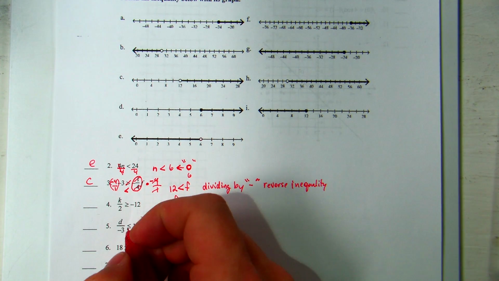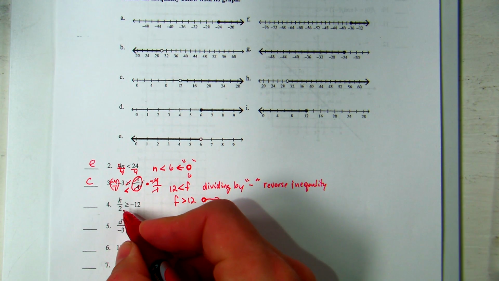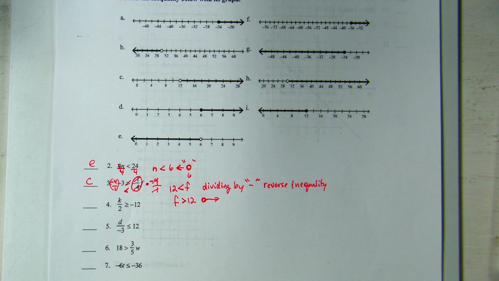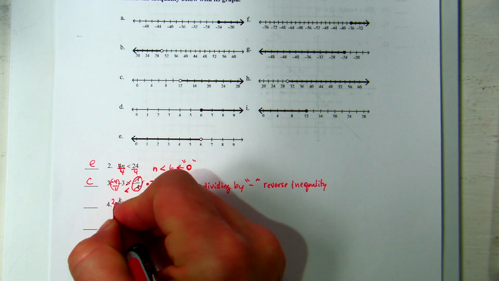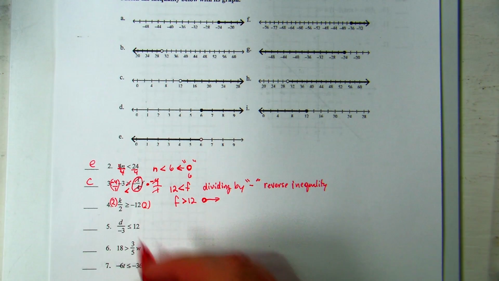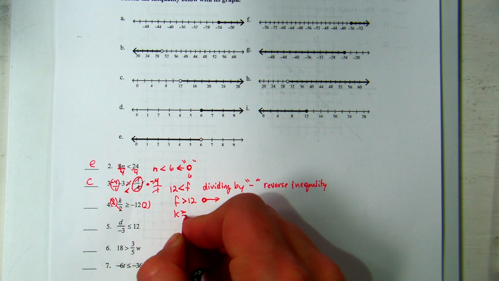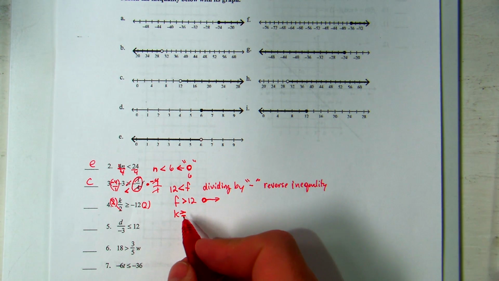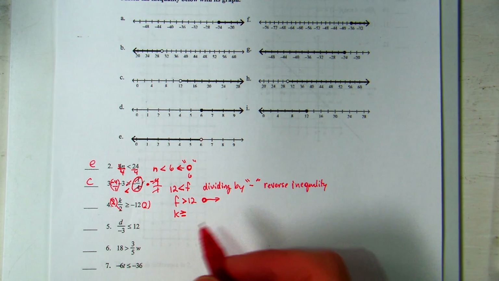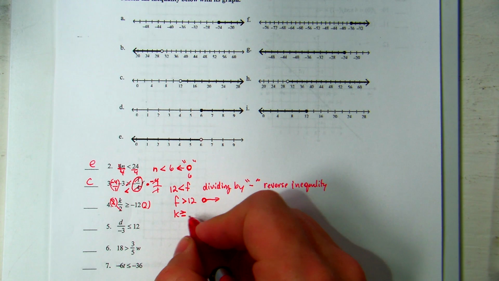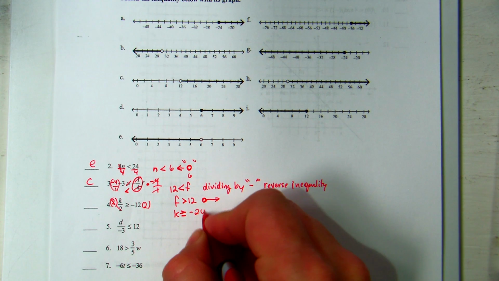Number 4, we're dividing by 2, so how do we undo division? Multiply, exactly. And we multiply by 2, and that's going to give us k by itself. So we multiply by 2 on both sides. The 2's go away. K is going to be greater than or equal to. Does the inequality reverse here? No. Why not? It's multiplied by a positive. It's not a negative, so that's good. So it stays the same, and it's going to be a negative 24.